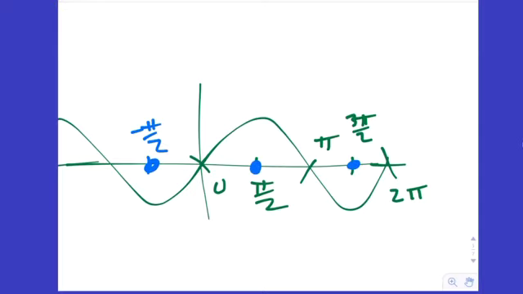From negative pi halves to pi halves, the function's increasing. See that? It's going uphill. So your slopes are going to be positive. So between the x-intercepts on the derivative, you're going to have values that are above the x-axis.